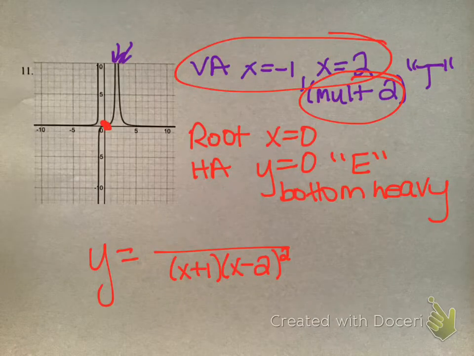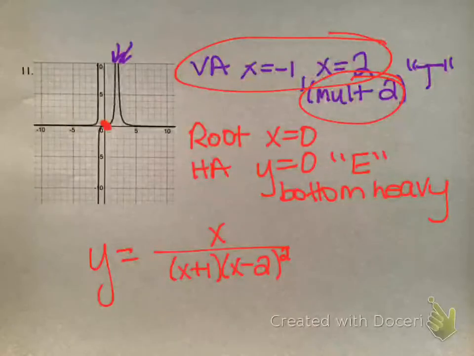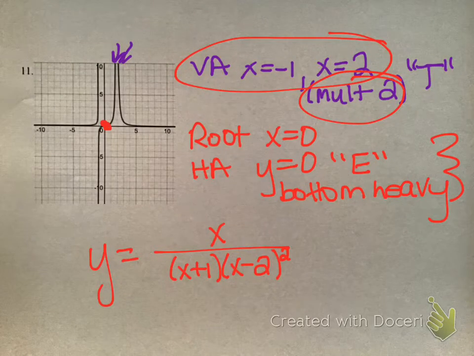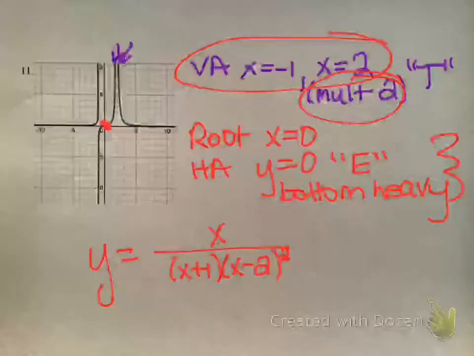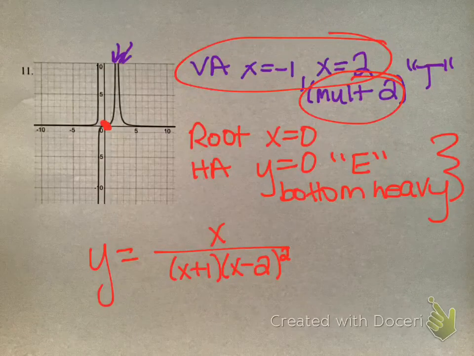And we only have one root at x equals 0, which means we must just have an x by itself in the numerator because that's where roots come from. And sure enough, we do confirm that we have a bottom-heavy equation already, so this equation would have a horizontal asymptote at y equals 0. And that's it. The equation would be done.